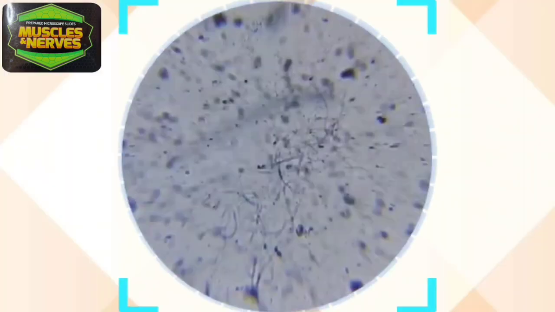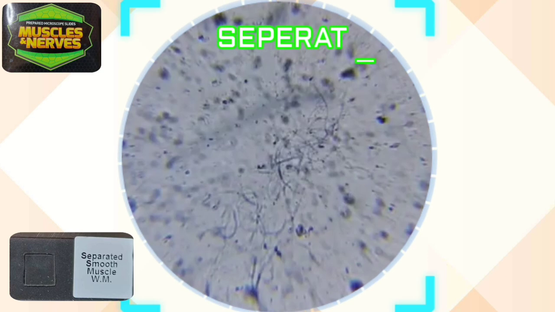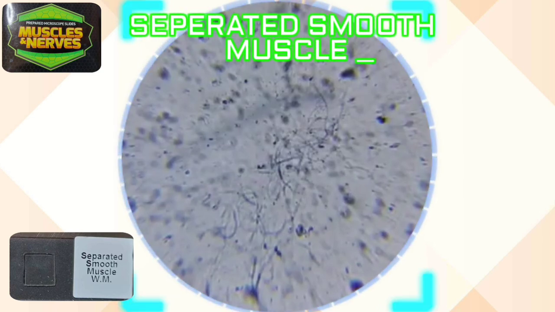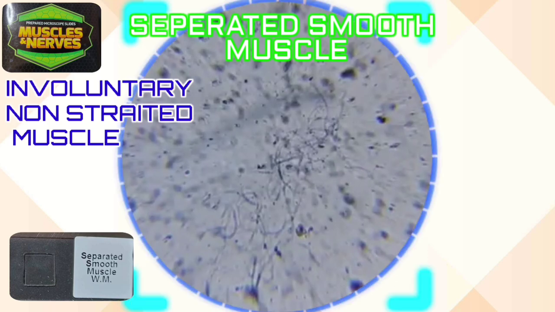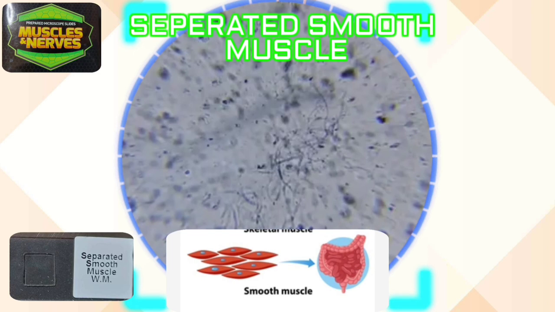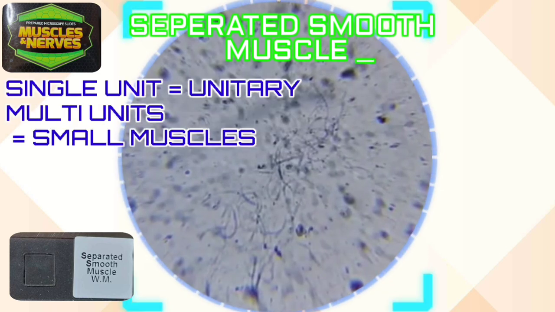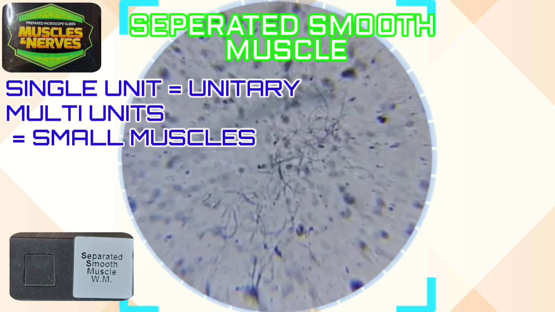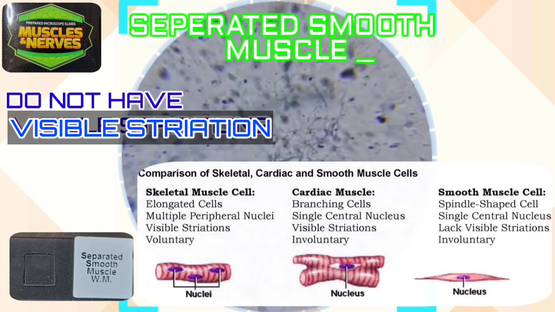What we are looking at right now is the slide containing the cross-section of a smooth muscle. Smooth muscle is an involuntary, non-striated muscle. It is divided into two subgroups, the single unit or the unitary, and multi-unit smooth muscles. Smooth muscle, so named because the cells do not have visible striations.